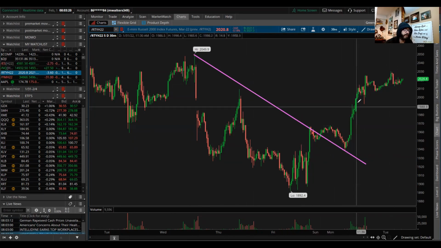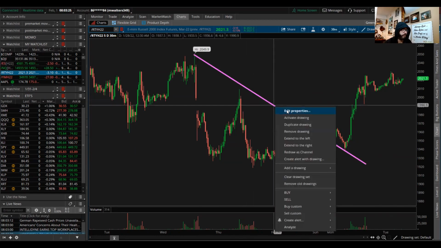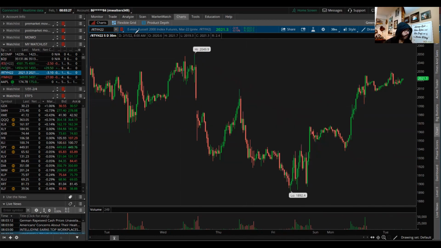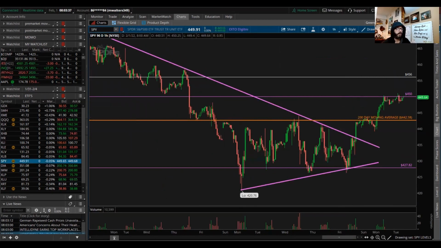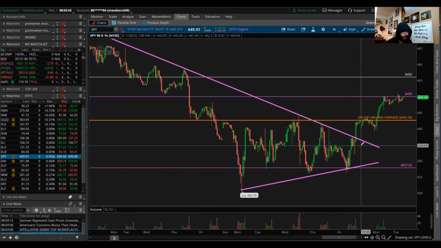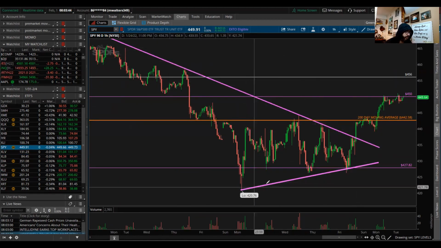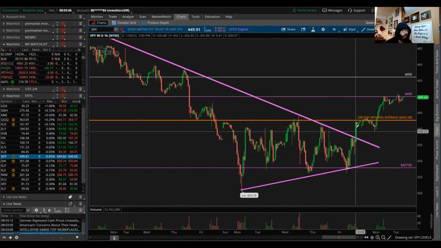So this was the Russell yesterday. Just a beautiful bullish move. Now, it's not just the Russell, it's the overall market. So the SPY, if we're going to look at this one, we'll take a look on the 1 hour. We were in a downtrend. We were in a falling wedge type of pattern. We broke out of that.